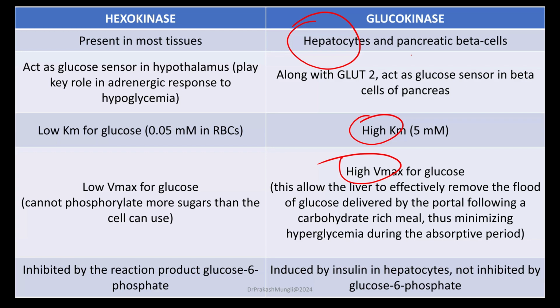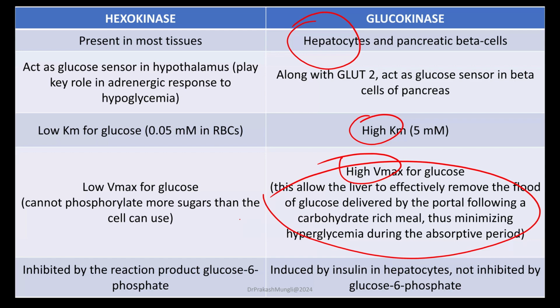Okay. So that is why you need glucokinase, which is a high Km and high Vmax enzyme. See, I have written here: this allows the liver to effectively remove the flood of glucose delivered by the portal blood following a carbohydrate-rich meal, thus minimizing hyperglycemia during the absorptive period. It will prevent hyperglycemia by taking up extra glucose from the blood. And that is why we need glucokinase, which is a high Km and high Vmax enzyme.